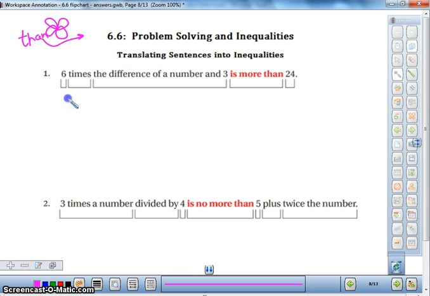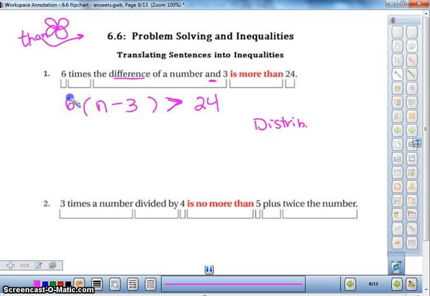Now, here's something kind of different that we haven't seen so much. 6 times, we know we're multiplying. The difference of a number and 3, that's telling us put a parenthesis around that. Difference, we know is subtraction, that goes with the and. So we are looking at n minus 3 is more than. Again, is more than is just our inequality. We're not going to have equal signs. 24. If we are going to solve this, the first thing we should be thinking is distributive property.